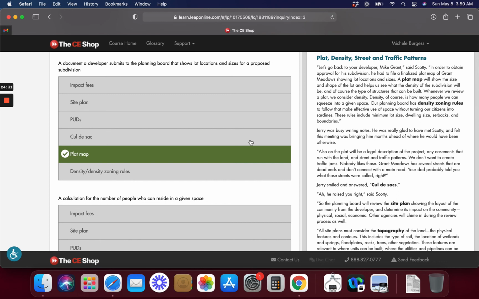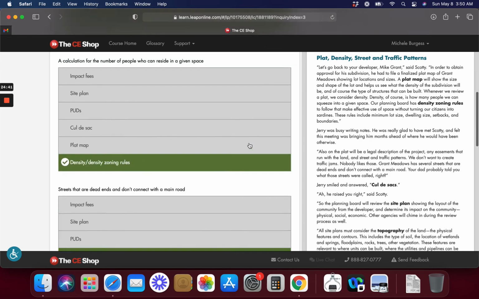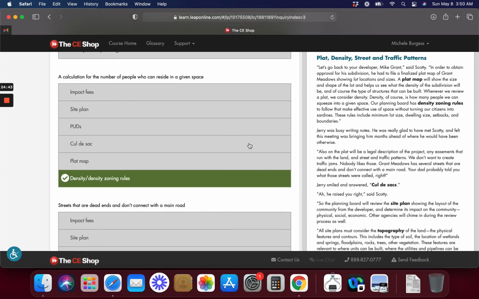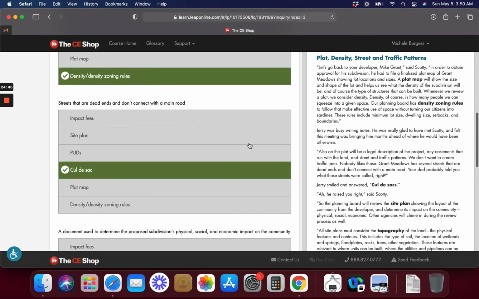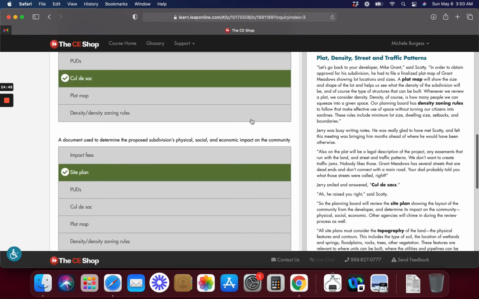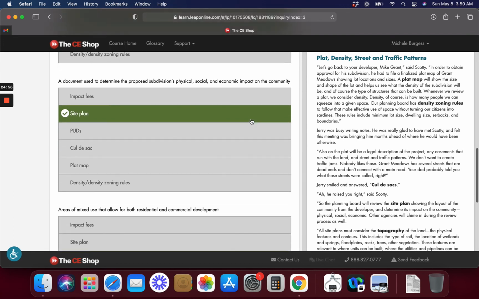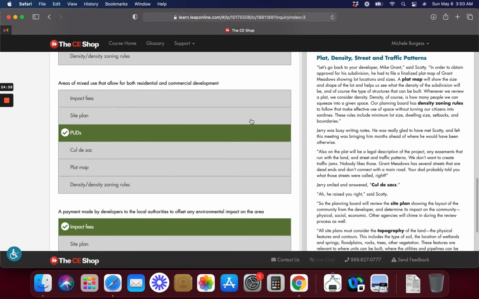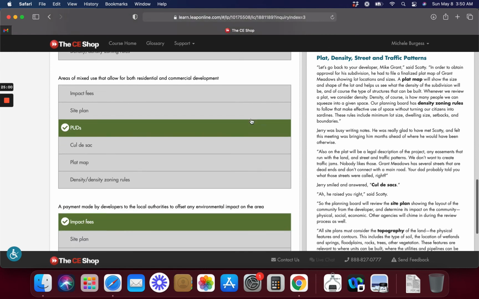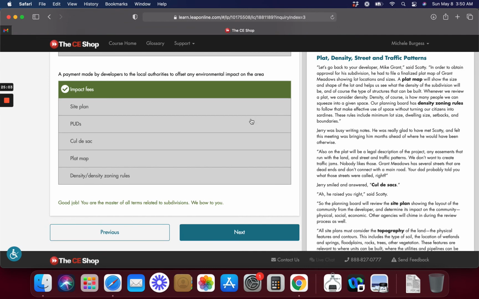Okay. A document a developer submits to the planning board is a plat map. A calculation for the number of people is the zoning rules. The streets that are dead end or cul-de-sacs. A document used to determine the proposed subdivision's physical, social, economic impact on the community. An area of mixed use for residential and commercial development. A payment made by developers for local authorities.